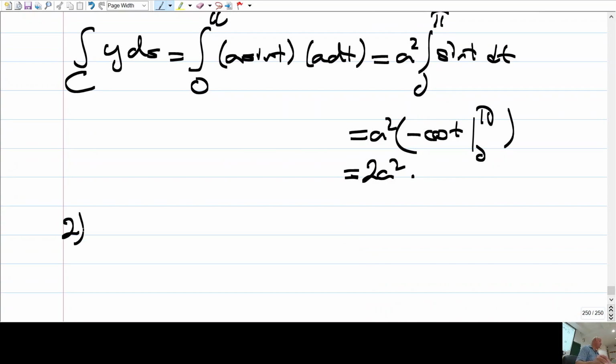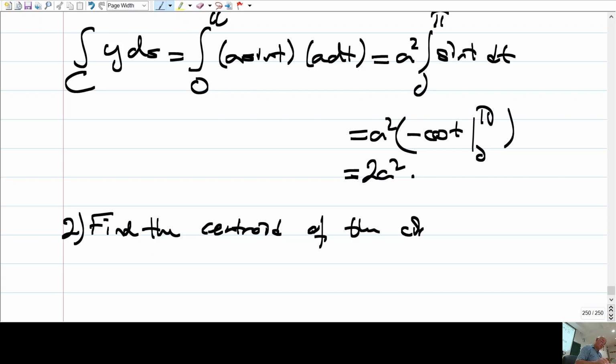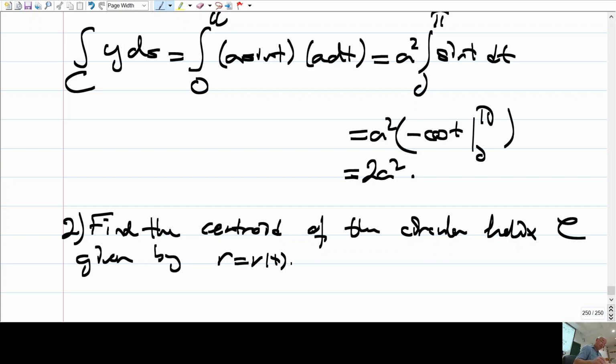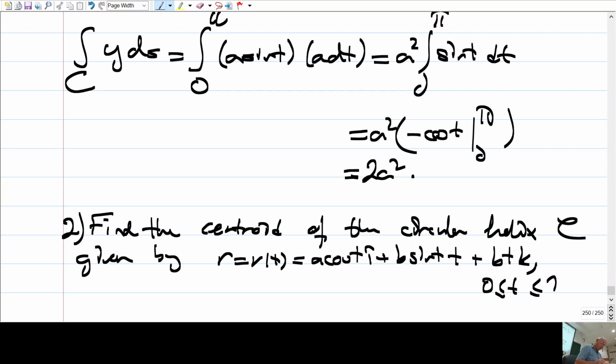Another example. Find the centroid of the circular helix C given by r(t), which is a cosine t i plus a sine t j plus b t k, where t goes from 0 up to 2 pi.